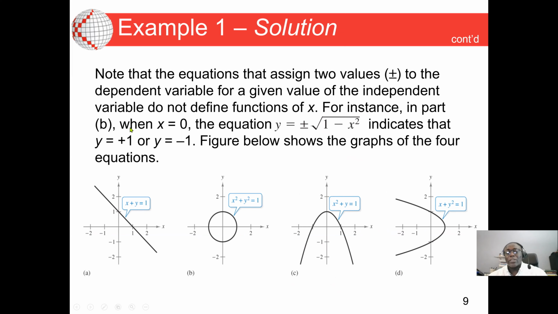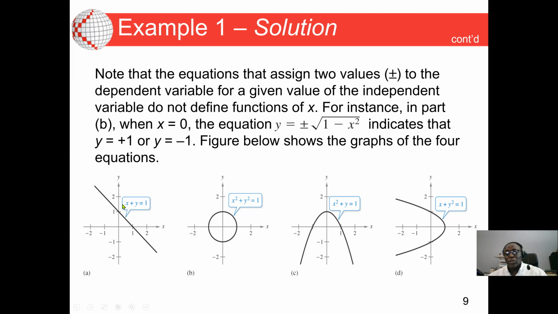We should note that an equation that assigns two values, plus or minus, to the dependent variable for a given value of the independent variable does not define a function of x. Because as we said earlier, one input value, the independent variable, should give us only one output, or y value. But when we have plus or minus, it means we can generate two values for y.